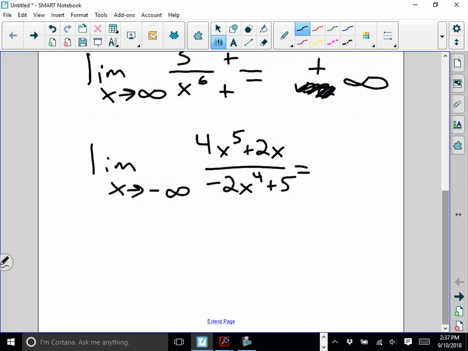So I know we're going to have infinity, but I need to determine the sign here. Well, let's think about what happens when we plug in a really negative number on top. We'll focus on the most powerful thing here, x to the 5th. If we take a negative number and raise it to the 5th power, what sign does it come out? Plus or minus? Think about that for a second. Well, a negative number raised to an odd power is going to stay negative. So that x to the 5th term is going to be negative. When I multiply that by 4, it still stays negative. So the overall sign of the top is minus.